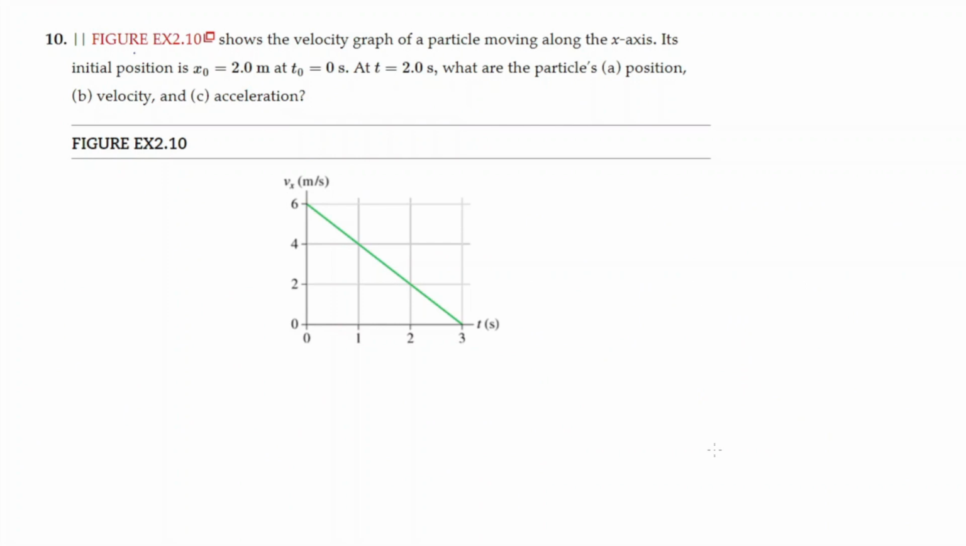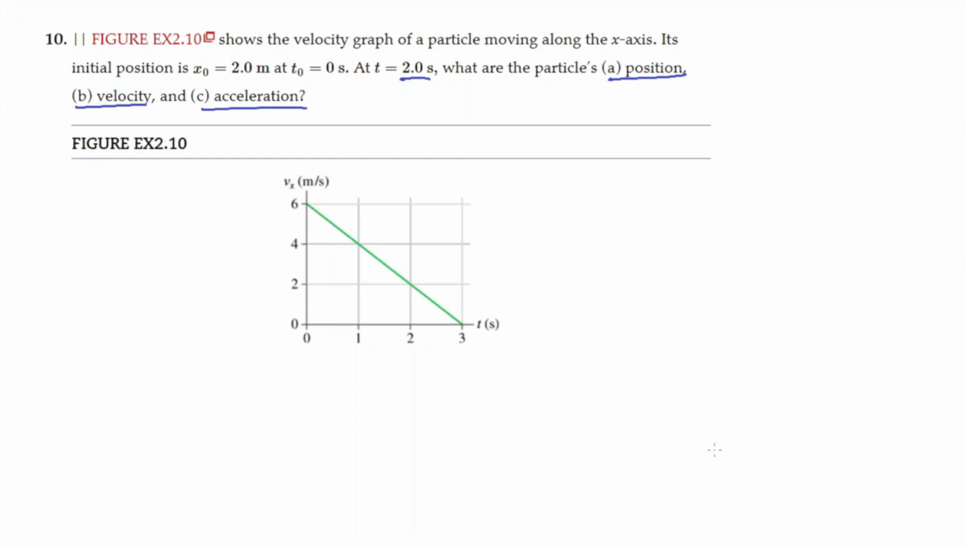Alright, so I want you guys to try number 10. So for this, you're going to have to find the position, velocity, and acceleration, the instantaneous, at t equals 2 seconds. So you could pause the video and try that out. Alright, so let's take a look at number 10.